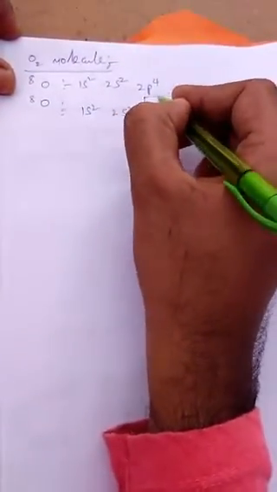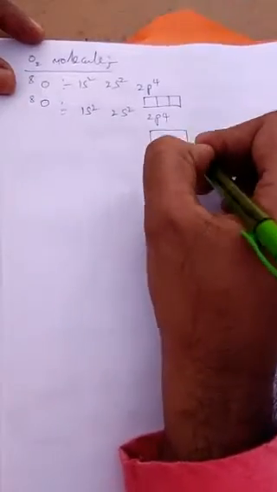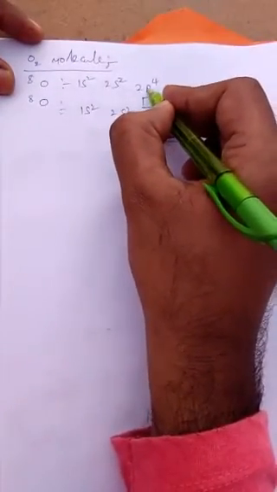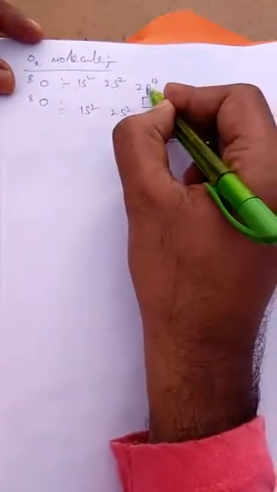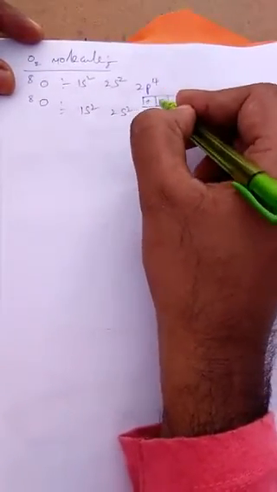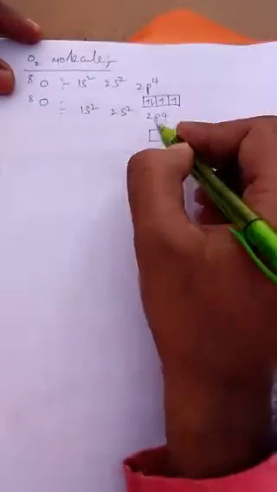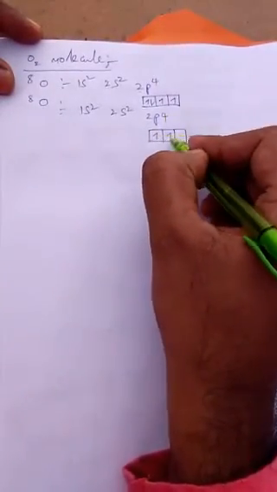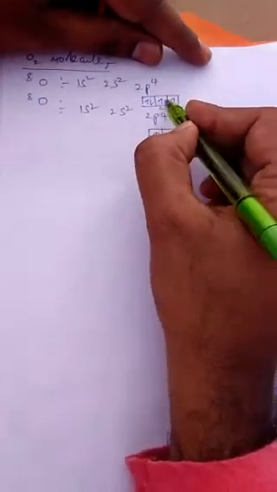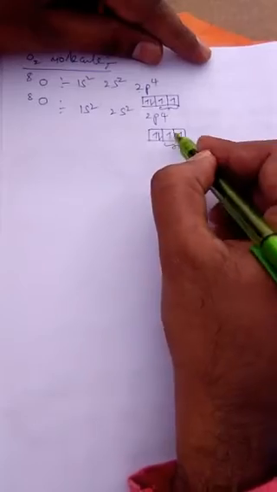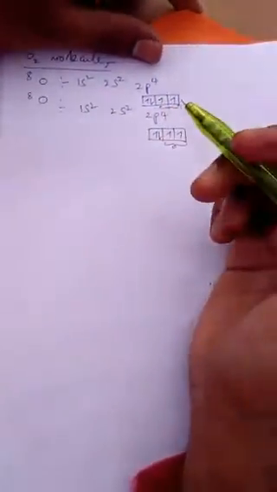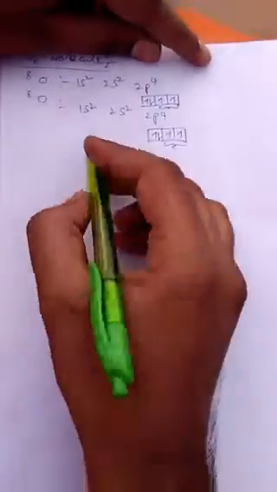Then the last p orbital. So the p orbital has 4 electrons, 1 2 3 4. The next oxygen's p orbital also has 4 electrons, 1 2 3 4. So the number of single electrons in the first oxygen is 2, and in the second oxygen the number of single electrons is also 2. That's why each oxygen's bonding capacity is 2 only.